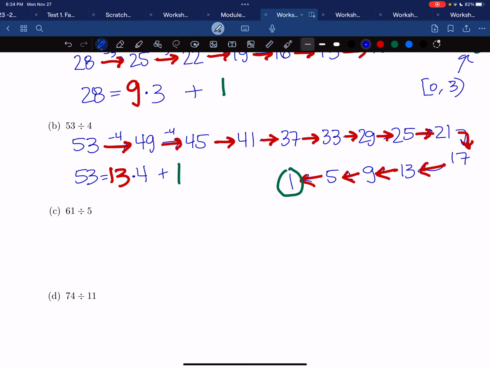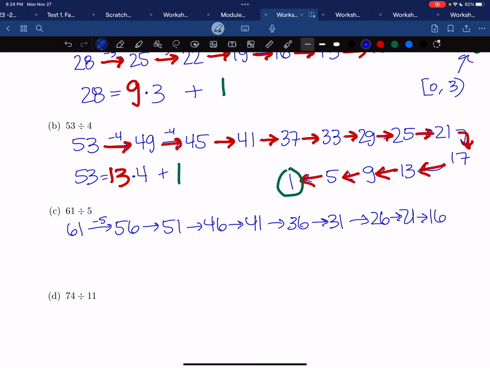Okay, so we can do the same thing over and over again, and we'll see 61. If we subtract 5, we can do this multiple times, so this would be 56, 51, 46, 41, 36, 31, 26, 21, 16, 11, 6, 1. Ironically, we keep ending with 1 left over.